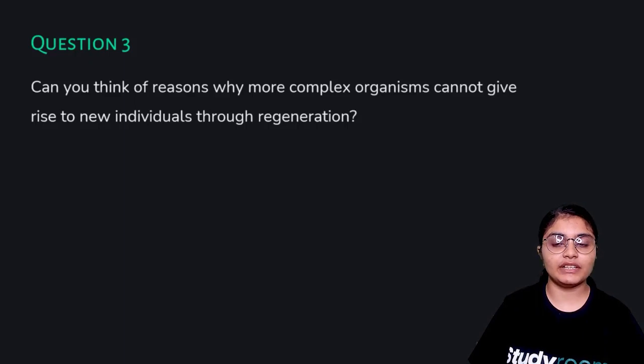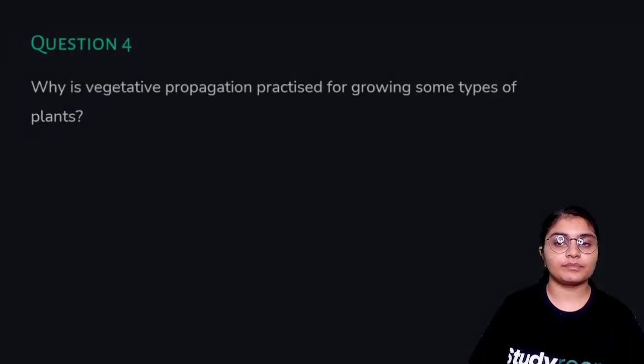For example, a dog is a complex multicellular organism which cannot be regenerated from its cut body part, say a cut tail. This is because the cells present in the cut tail of a dog cannot produce the dog's organs like heart, brain, lungs, stomach, intestines and limbs, etc., needed for the making of a complete dog. So since we have specialized tissues for making different organs, the multicellular organisms cannot actually grow new individuals through regeneration.